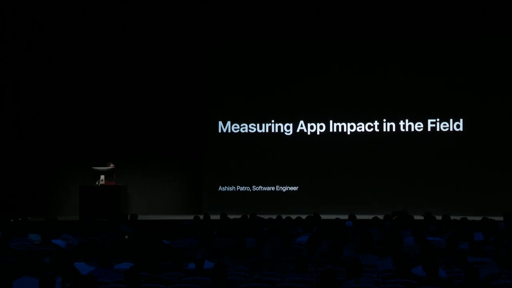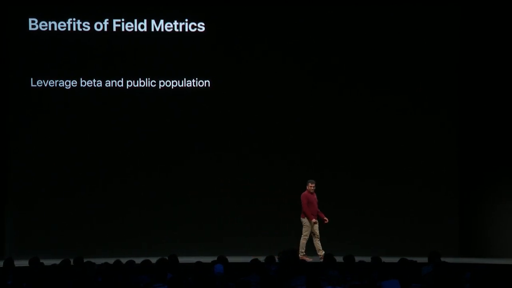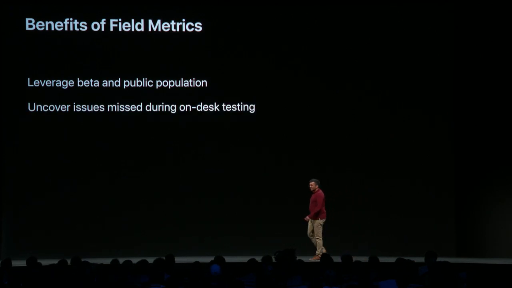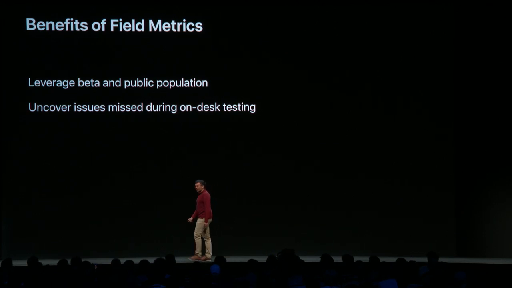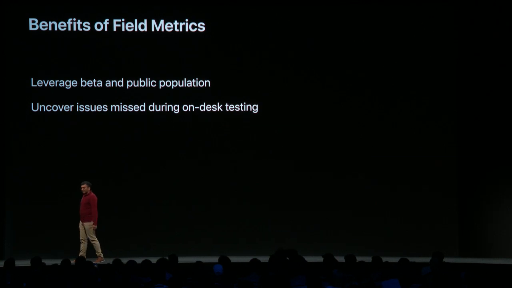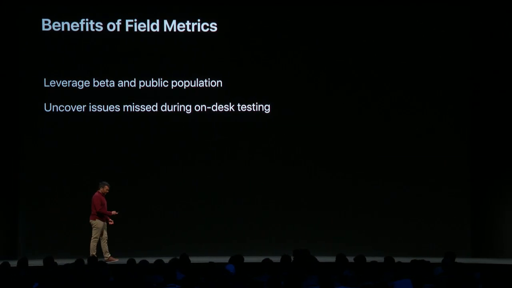Thanks, Shastri. So after your initial testing and development phase, there are many benefits of collecting field metrics to further optimize the battery life and performance of your application. This includes leveraging your beta population of a few users, as well as your broader customer population. In the field, your application goes through a wide range of usage scenarios, such as different cellular networks, signal conditions, different types of devices, as well as different locations. These help identify issues that may not have been caught during on-desk testing.